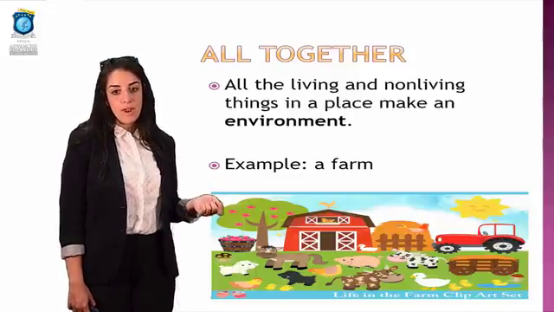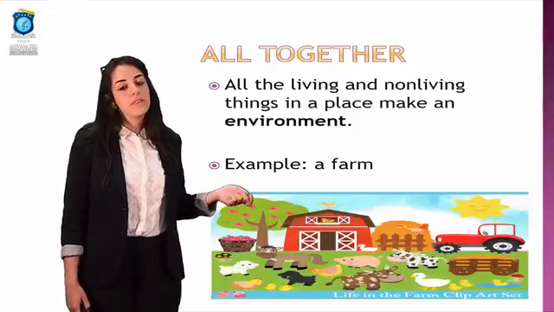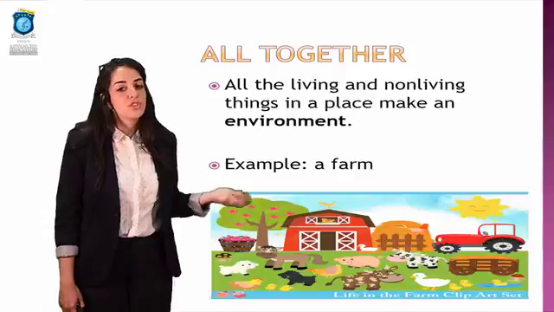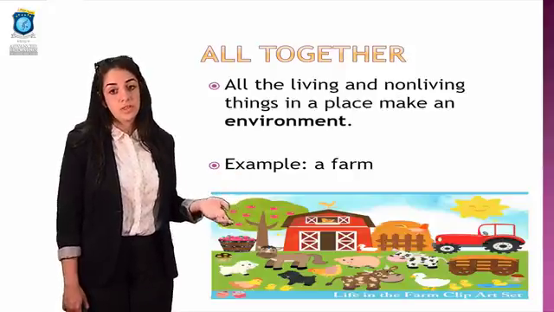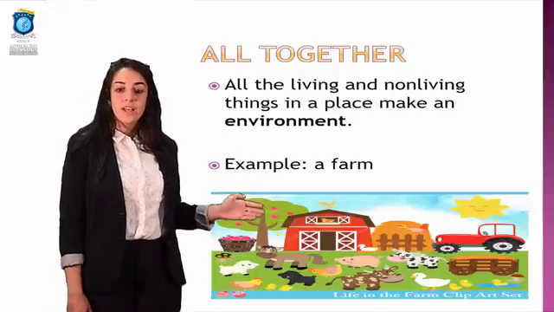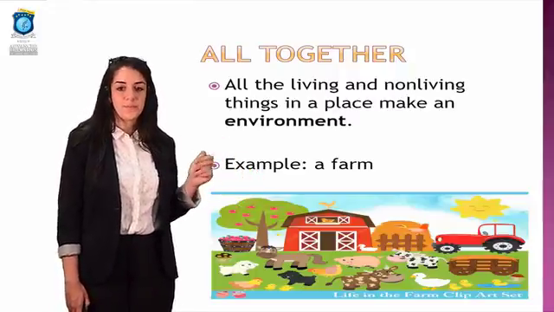What about the car and the house? The car and the house, of course, they don't eat or drink or breathe, so this is why they are considered non-living things. So all what you can see in this picture is called an environment.